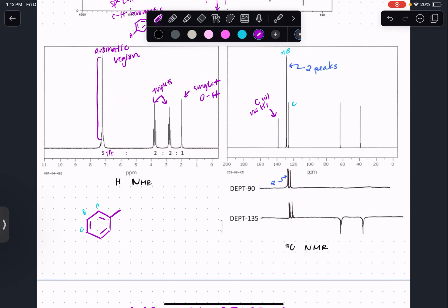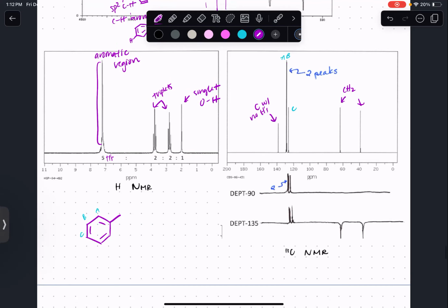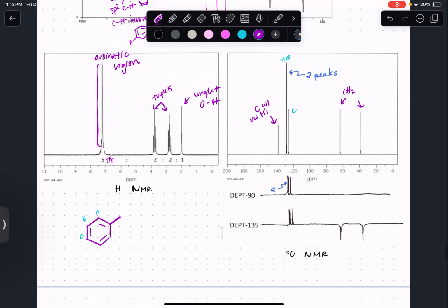And then we have these 2 down here. They don't show up on the DEPT 90, and they show up upside down on my DEPT 135. So that tells me that these are both CH2 groups. And then I'm also noticing that this one is shifted further downfield, so it's next to something that is pretty electronegative.